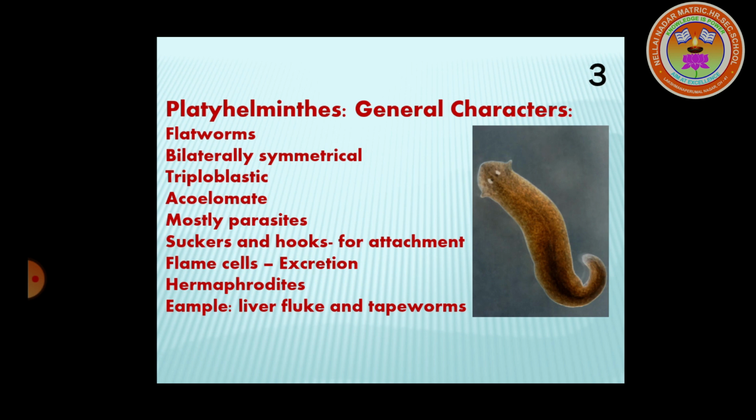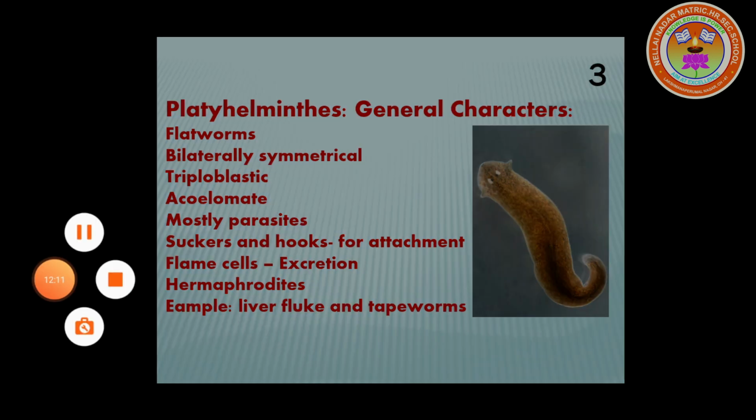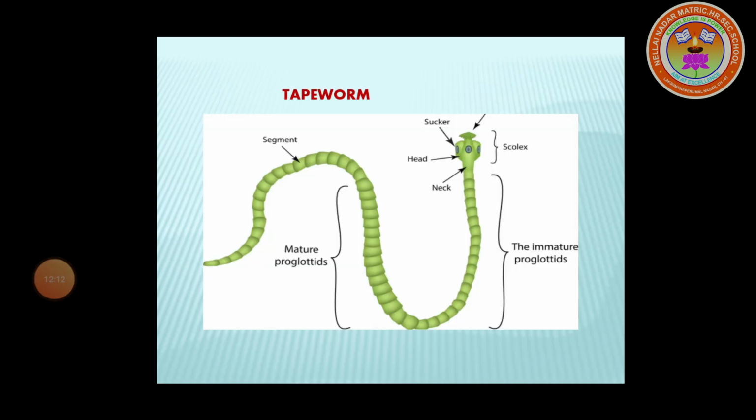They are hermaphrodites. Hermaphrodite means both the male and female sexes are found in the same animal. Examples are liver fluke and tapeworms. In this picture, you can see how the tapeworm is, as well as suckers and hooks.